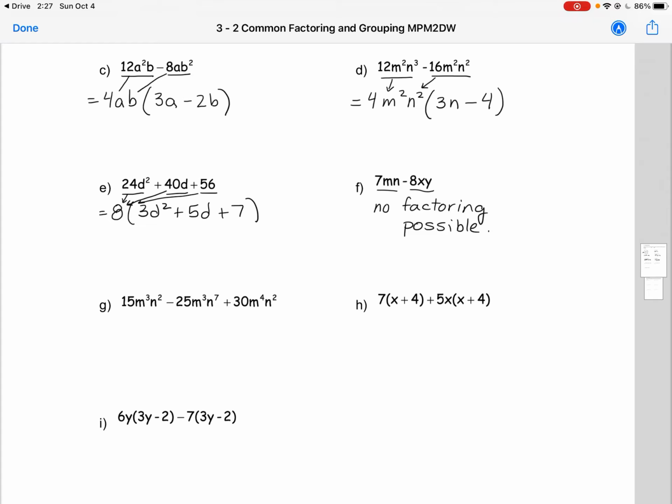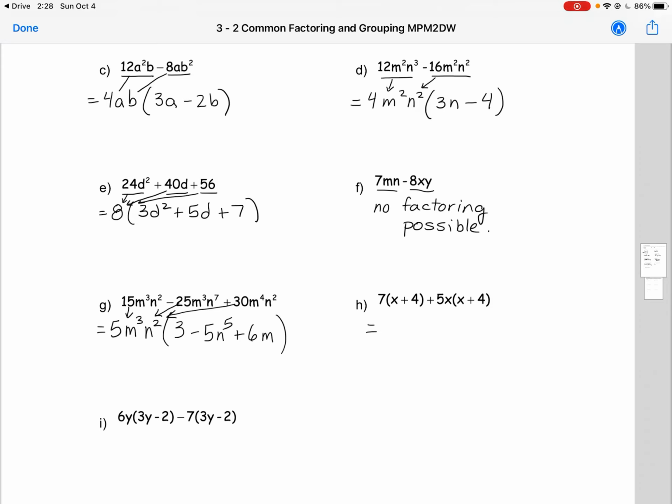Moving on to G, a little bit more complicated. I'm going to look for the greatest number first. So it looks like I can divide each of those numbers by 5 without getting a decimal. I can take 3 m's out of each term without any issues. And I can take 2 n's out, or n squared. Same process as before. I'm going to divide my first term by my greatest common factor, which will leave me with 3. My second term by my greatest common factor, which will leave me with 5n to the 5. And then finally my last term divided by my greatest common factor, which will give me 6m, and then a bracket to finish off.